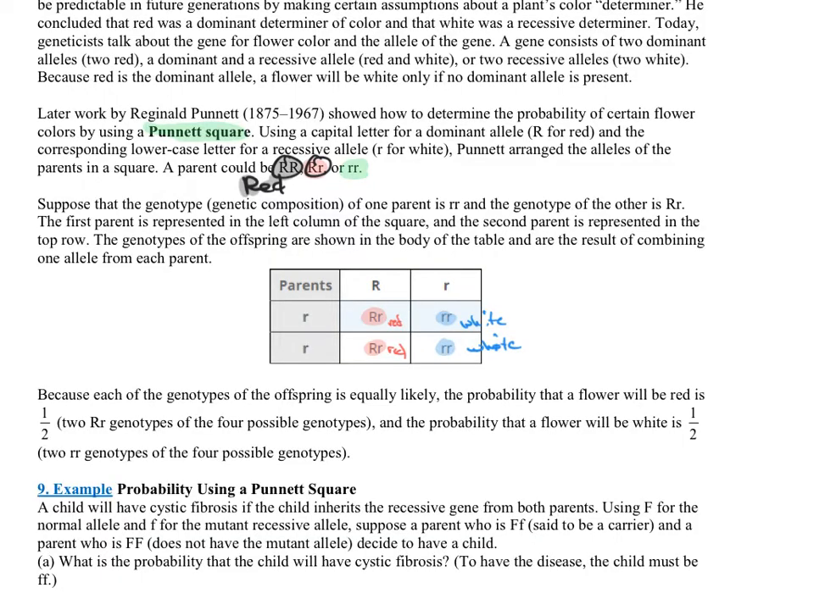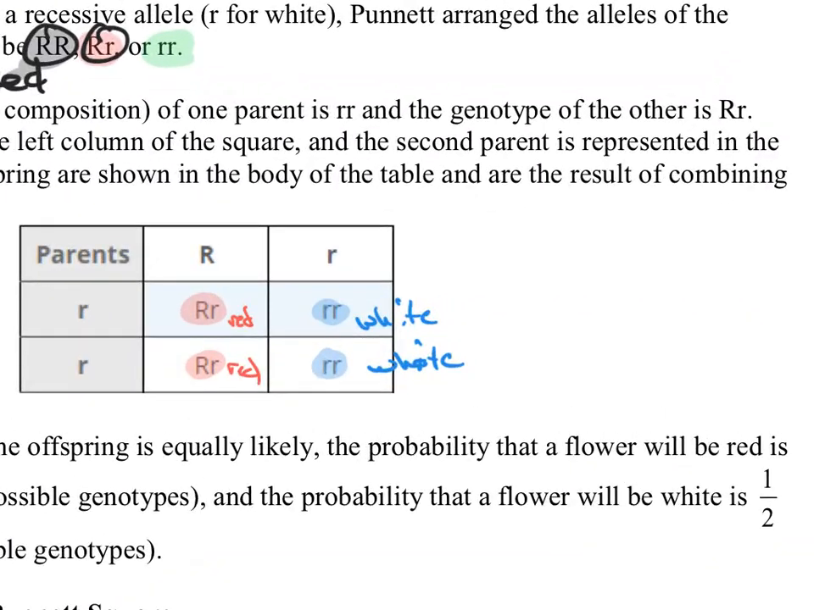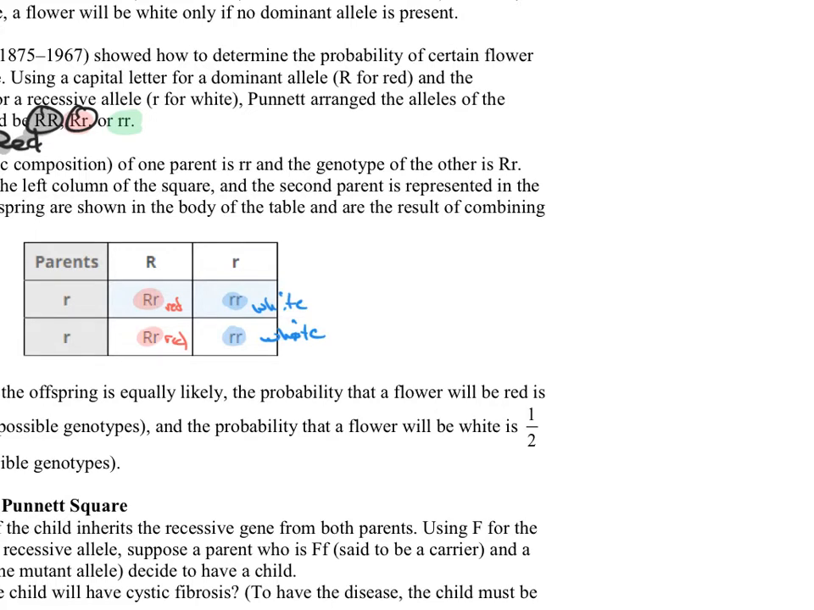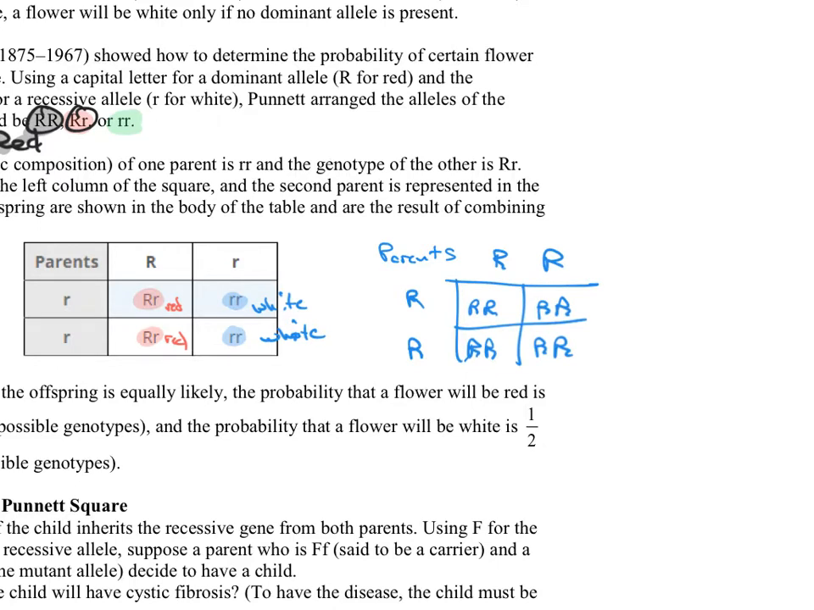Okay? So just to make sure this makes sense to you guys, let's think of all the different combinations. What if both parents were dominant? If both parents were dominant, they would both be capital R's. Red, red, red, red. So what would their babies be? Well, the only possible combinations if both parents are dominant are, again, 4 dominants. So the probability of it being red would be 4 out of 4, or 1. The probability of being white would be 0.